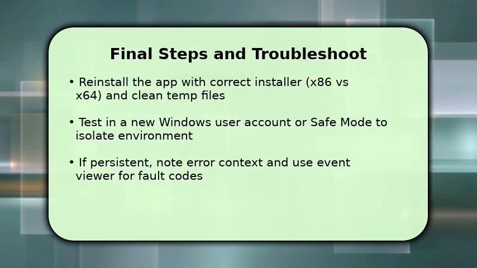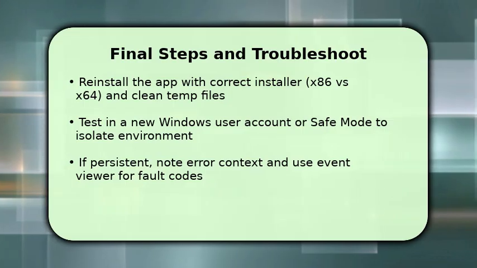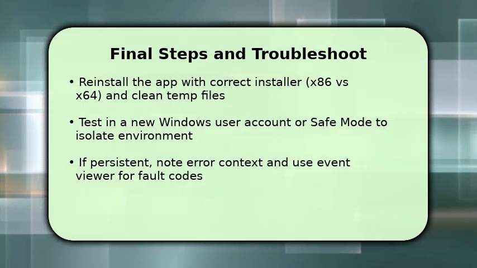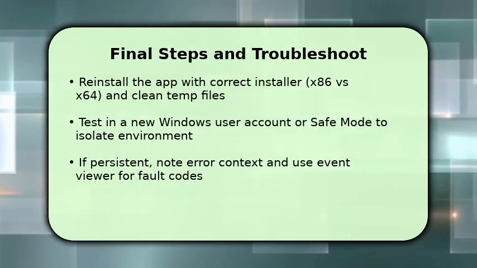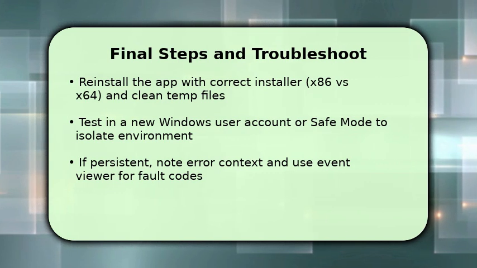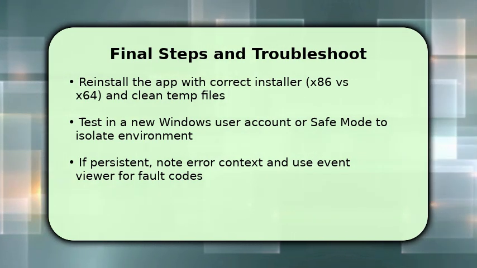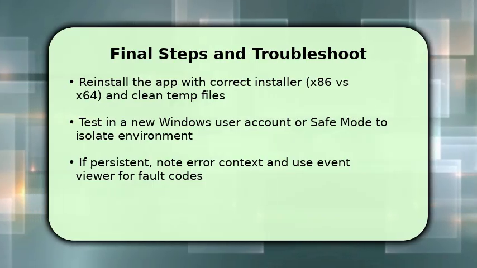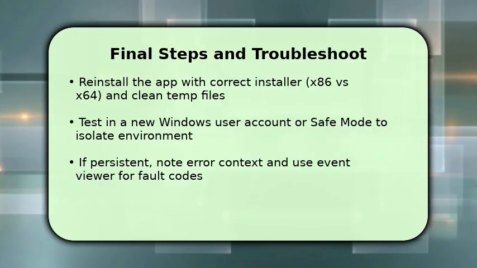Test the app in a new Windows user account or safe mode to determine if user profile settings or startup services interfere. If the error persists, capture the exact message and time and check Event Viewer for faulting module names. That detail lets you target the remaining faulty DLL or driver. One key troubleshooting tip is to always compare module bitness before replacing files.